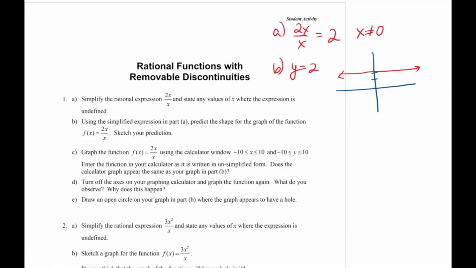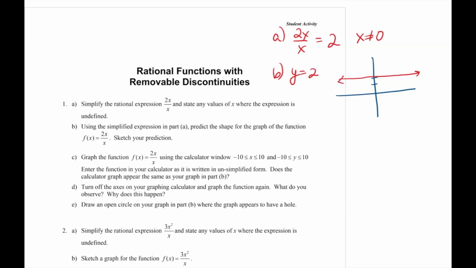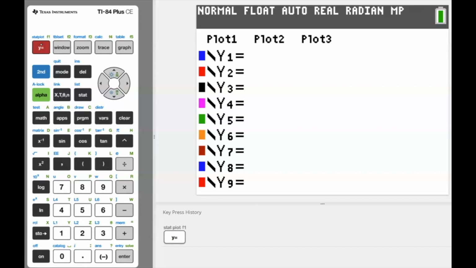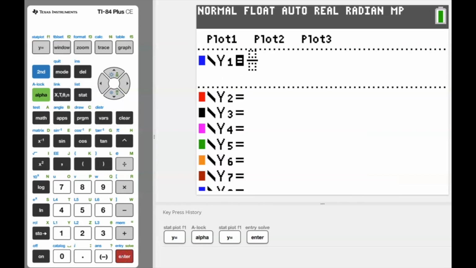If you look at part C, it asks us to graph the function f of x equals 2x over x, the same one, using a standard calculator window, and make sure that we graph that unsimplified form. So we don't want to graph 2. We want to graph 2x over x. Let's go to our calculator and go to y equals. We're going to use our fraction option: alpha and y equals to get our fraction. And that's 2x over x.